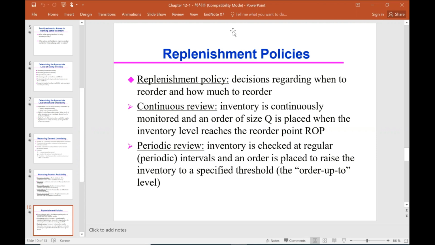So what's the difference between the continuous review system and the periodic review system? The difference between them is based on what? How we monitor the inventory level over time. Okay. In a continuous review system, you can easily understand it's continuous. That means what?